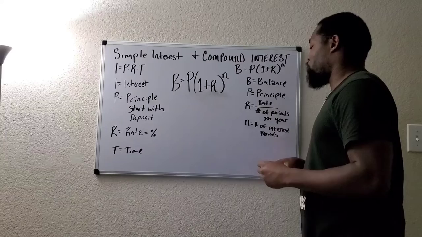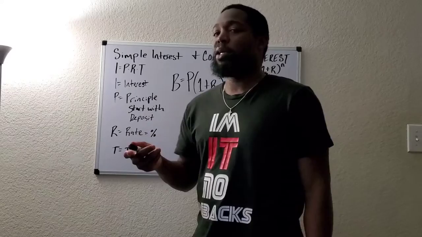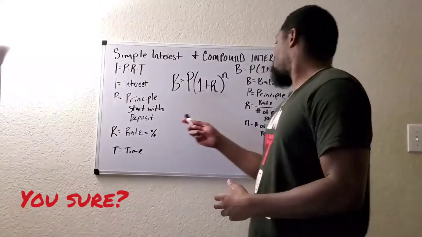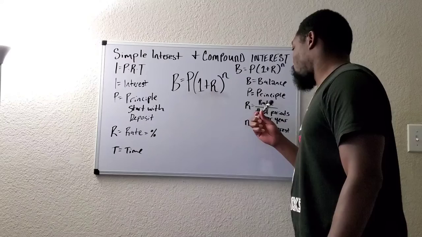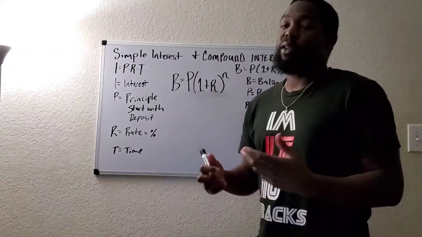P being our principal, R is our rate over the number of periods per year. If that sounds confusing, what I want you to think about is if I told you that we did it monthly, how many months are in a year? There are 12, right? So we're going to take whatever our interest rate is. Let's say it was 2%. We put 0.02 over 12 because that's how many months are in a year. And it goes the same way. Let's say it was quarterly, how many quarters are in 1 year? There are four. So we have our 0.02 over 4 now.